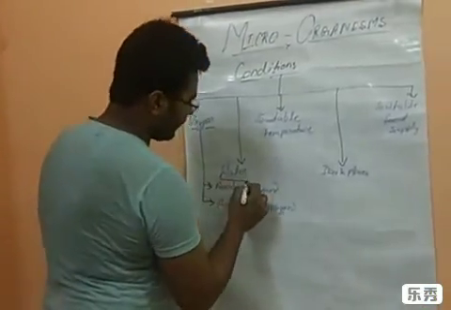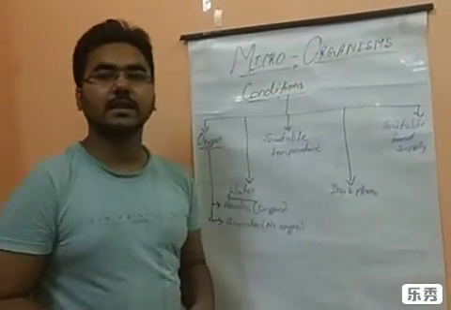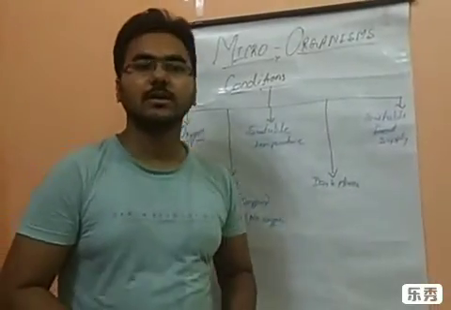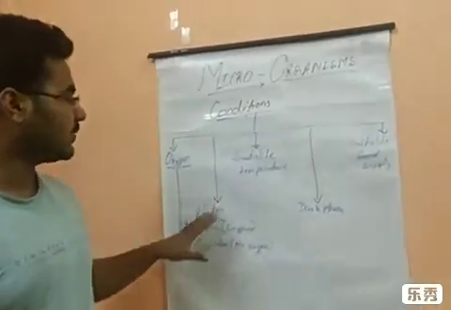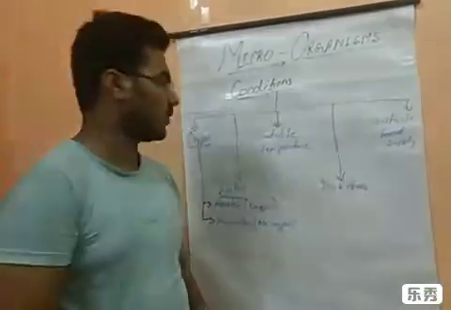Then after, water. As you all know, protozoa and algae need water to survive. If they are not getting water, they will not get a place to survive. That's why water is an important condition for the microorganism to grow.